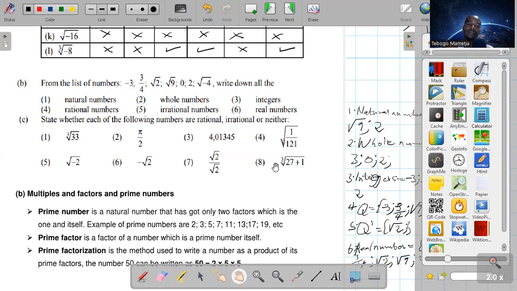Another branch of numbers, we said, is irrational numbers. Under irrational numbers, we have only one type of number. We have the numbers which are non-terminating and non-recurring decimals. So this must be the same number, which does not recur. At the same time, it does not terminate.